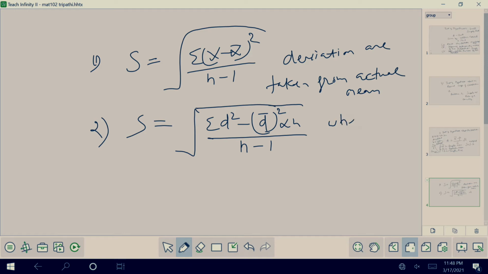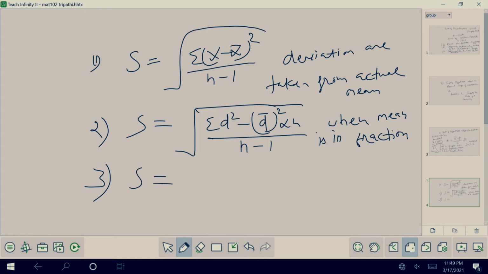When mean is in fraction, we will use the second formula to calculate the modified standard deviation.